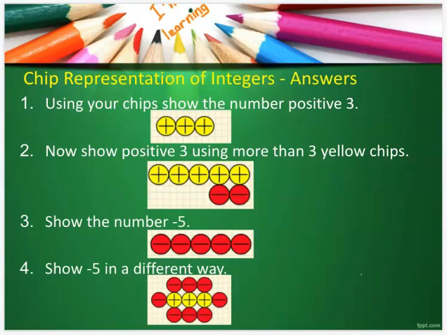All right, so we went over number 1 and number 2. Notice that's only one option of how you could show +3 using more than 3 yellow chips. I just used 2 0 pairs. You could have used 1 0 pair, or you could have used as many 0 pairs as you want. And then -5 you would show with 5 red chips. And then to show -5 in a different way, as long as you add 0 pairs, you're really showing -5 as a value.